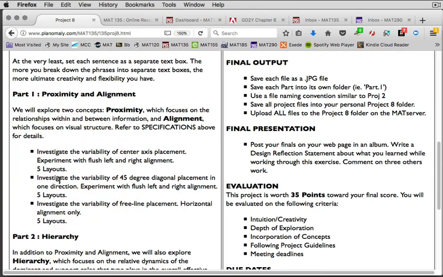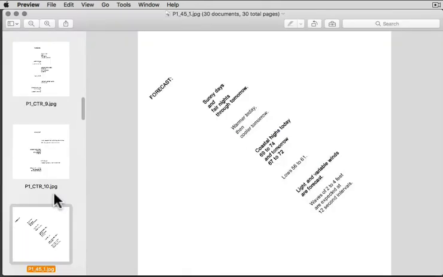So getting onto the diagonal aspect of it, investigate the variability of 45-degree placement in one direction. We'll get to more complex layouts in part 2. For now, just leave it in one direction. Again, explore flush left and right, and a minimum of 5 layouts.